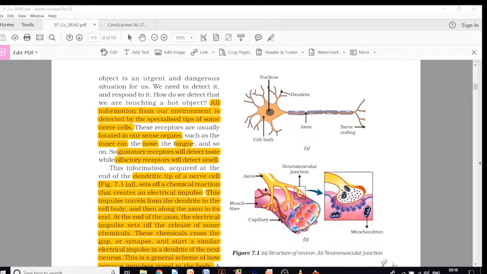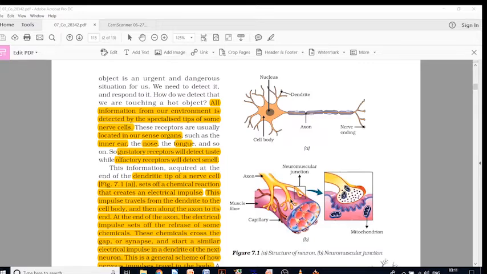This is a muscle fiber, and inside this muscle fiber there are different cells, and this is the axon. Half of the diagram is shown. That side is the cell body and that side is dendrite, and so this is the axon, and these are the nerve endings. The nerve endings are placed above the muscle fiber.